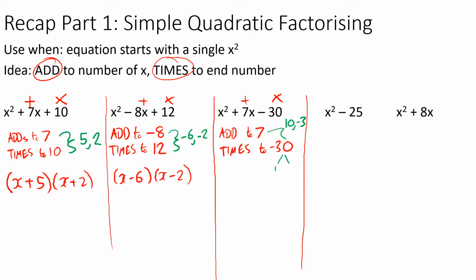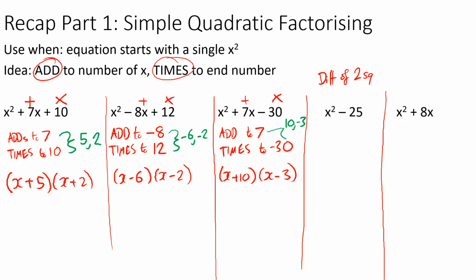Now, if you couldn't think about those, you'd have to just write down the things that times to 30 and go through the list of things that might get you to 7. So looking at that, the 3 and the 10 are the only thing that's going to get us there. But I assume we've just seen it. Once we've got that, we've got a 10, we've got a minus 3, we are factorized. Great. Okay, what about these last two? So this one is a special one called the difference of two squares.